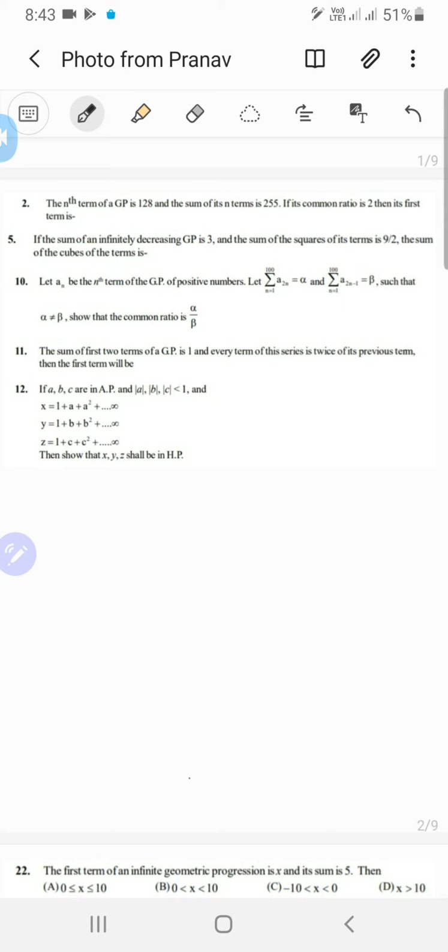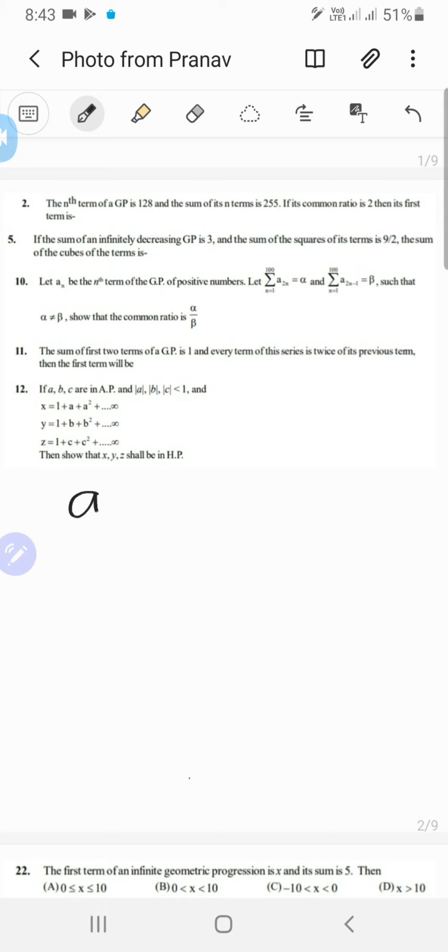Let the summation from n equals 1 to 100 of a sub 2n be equal to alpha. I think we have done this, but we'll just do this twice. It will still be cool. So you have all the even terms added up till 100, so all the first 100 even terms added up, that is going to be alpha.